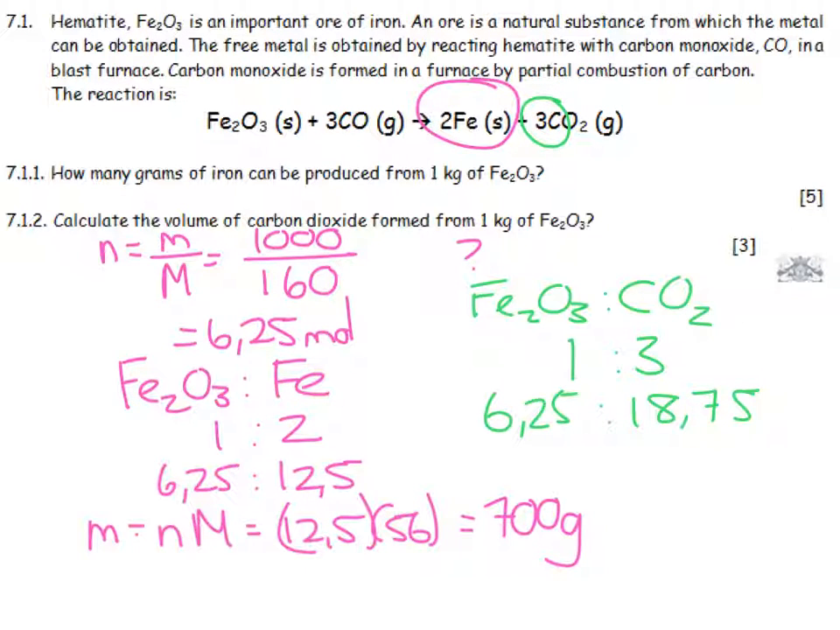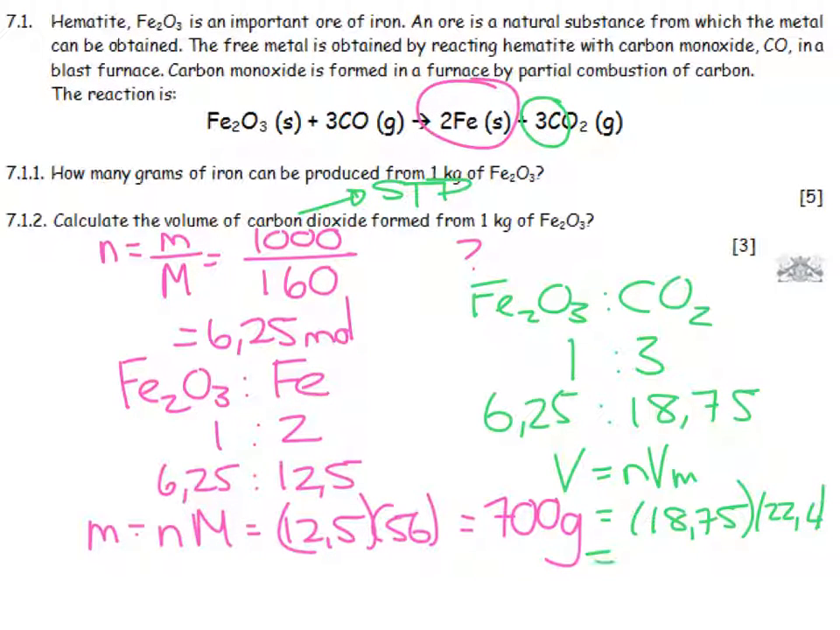They haven't been clear and said that it's at STP, but you can certainly assume STP. It's a reasonable assumption under the circumstances. They're looking for a volume of gas. V is equal to number of moles times molar volume. So that's 18,75 multiplied by 22,4, and I land up with an answer of 420 decimeters cubed.